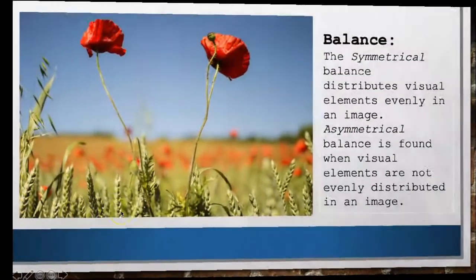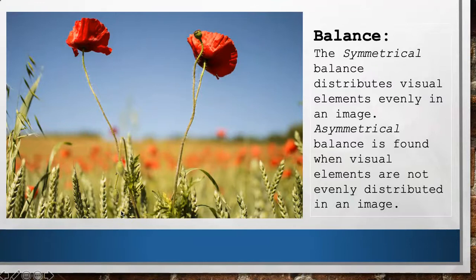Balance. This is where you want to create some sort of symmetry in the image. So in this picture with the two poppies that I've taken, although it's not perfectly symmetrical, there is a sense of balance with the two alongside each other. So it's about really trying to make sure the composition is balanced and evenly distributed across the picture.